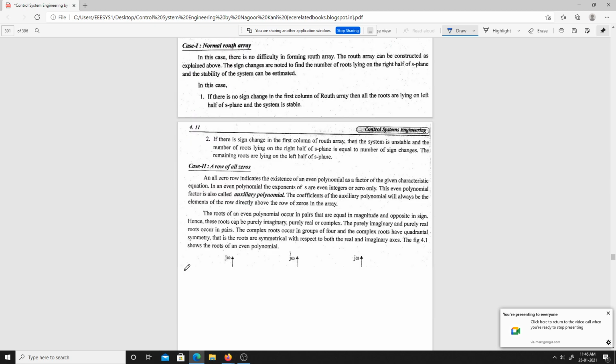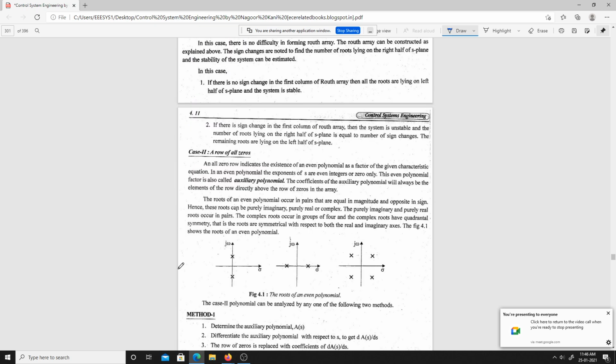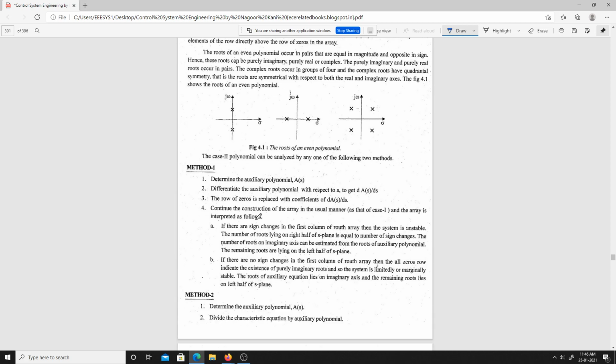See, in case 2 here, a row of all zeros arises. What are we supposed to do here when a row has all zeros? The roots of the even polynomial occur in pairs that are equal in magnitude and opposite in sign. So we will take one example for this one.